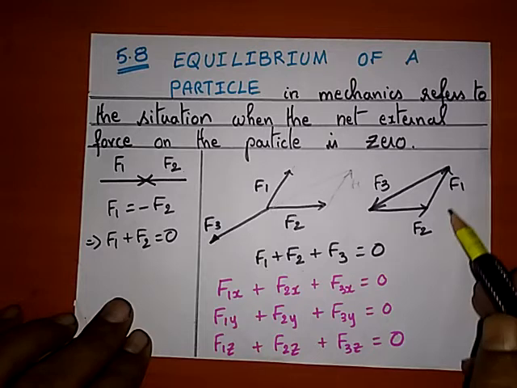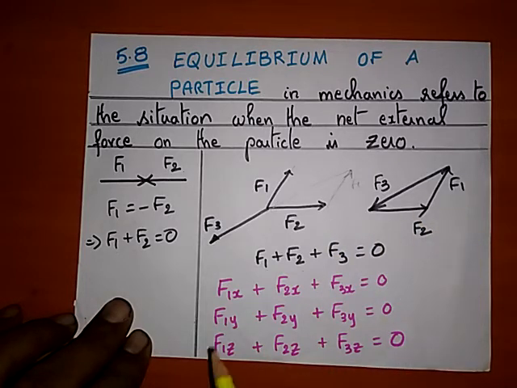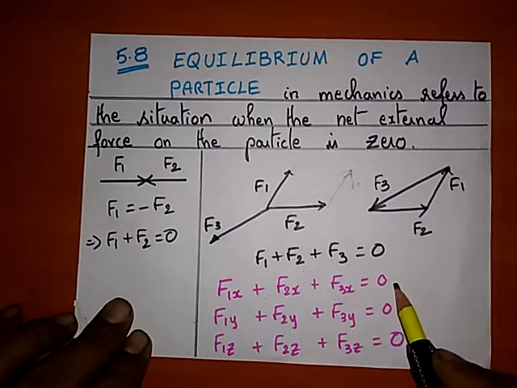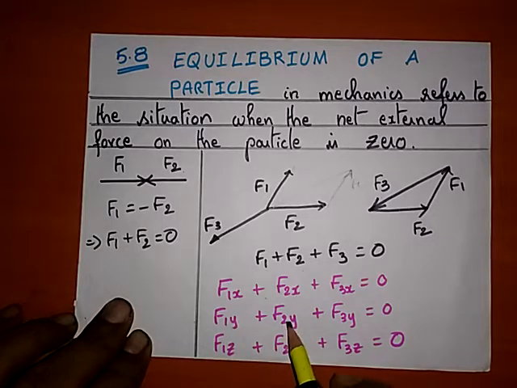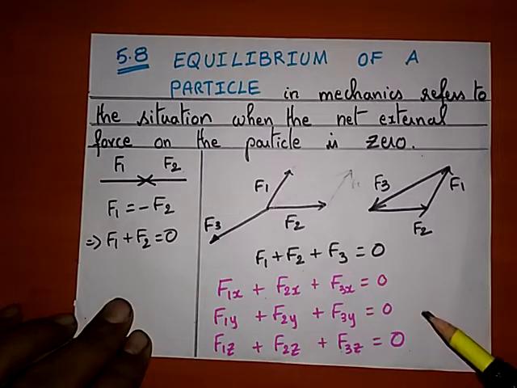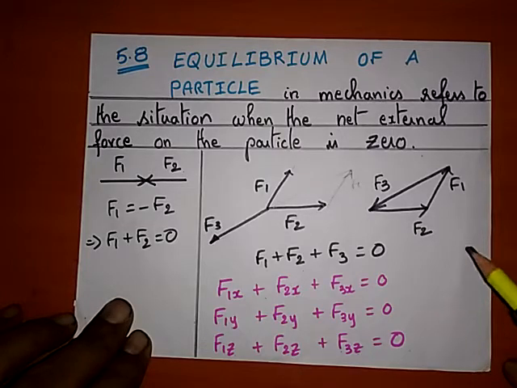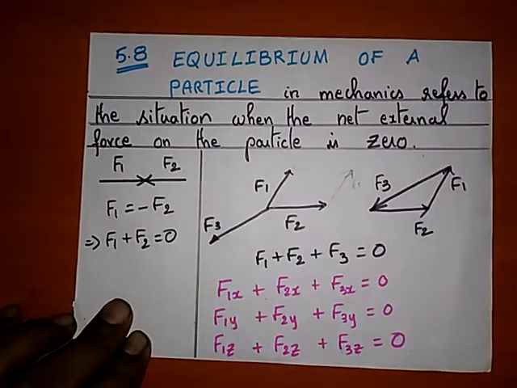All are vector quantities. Therefore it can be resolved into x, y and z components. So F1x plus F2x plus F3x is equal to 0. F1y plus F2y plus F3y is equal to 0. F1z plus F2z plus F3z equals 0. So this is the basic criteria for understanding equilibrium of the particle.